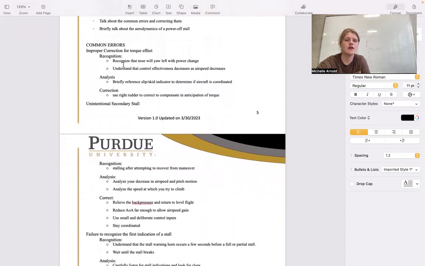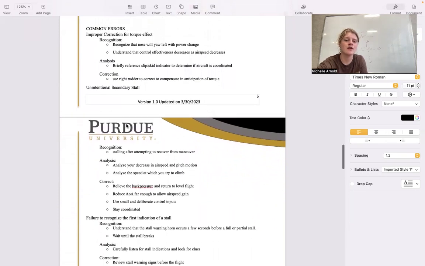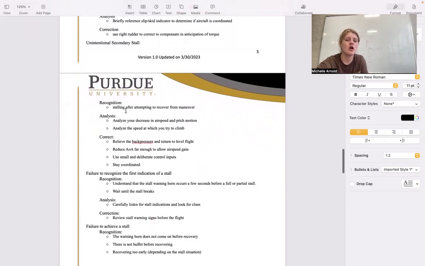All right, so some common errors in proper correction for torque effect. So we talked about that. When you're applying full power, you're gonna have that torque to the left. You wanna use your right rudder. Stalling after attempting to recover from the maneuver. So when you're recovering and you pitch up after breaking the stall, you wanna make sure you don't do that too quickly because you might have a secondary stall, which is going to be more difficult to recover from.